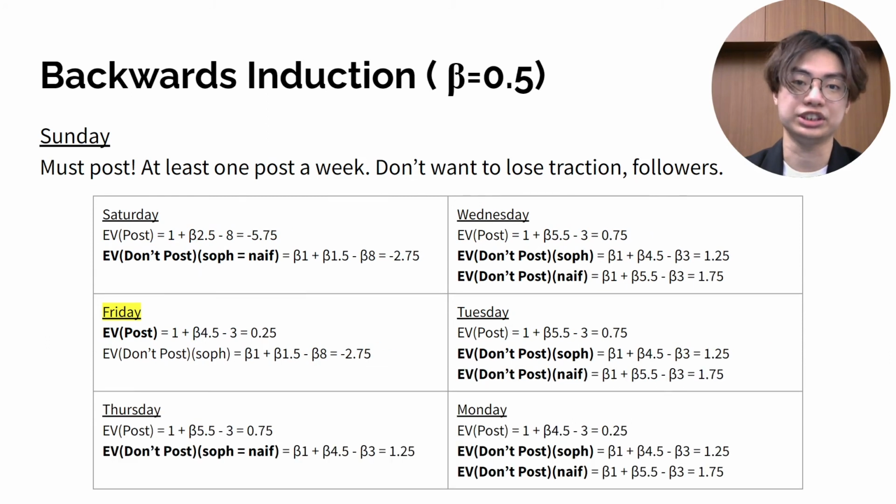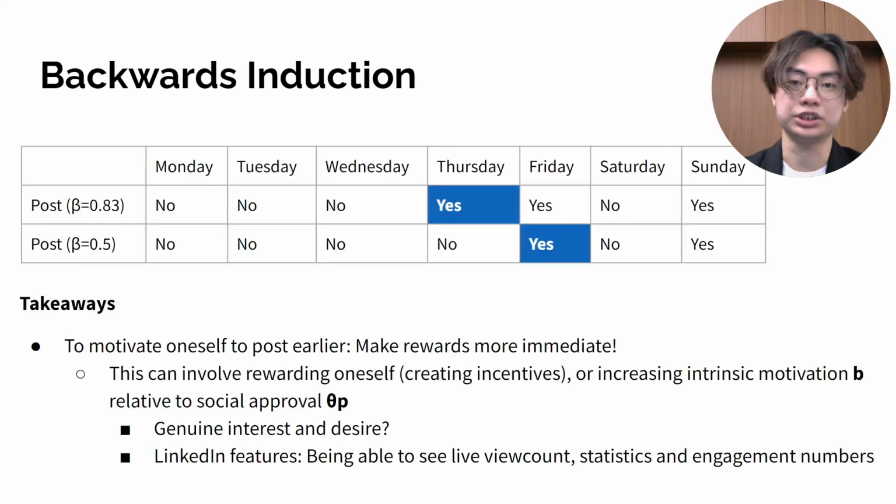Working backwards at each stage, we find that the poster with beta of 0.83 has the following strategy, resulting in them posting on a Thursday. This conclusion is valid for both sophisticates and naives. The poster for beta of 0.5 procrastinates more and ends up posting on Friday. Again, this is true for both sophisticates and naives.